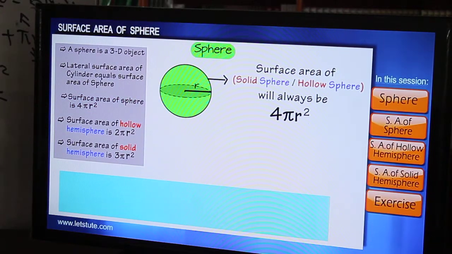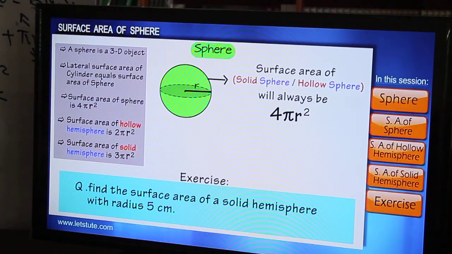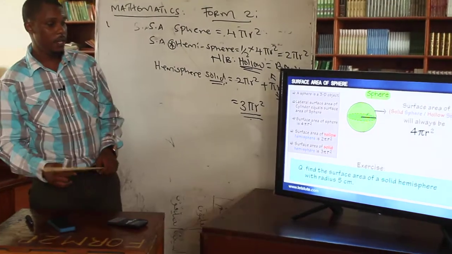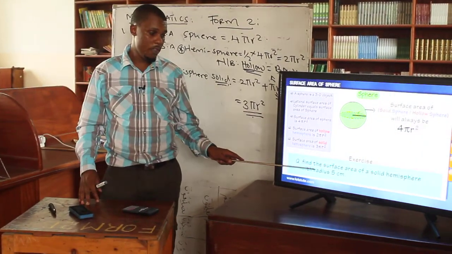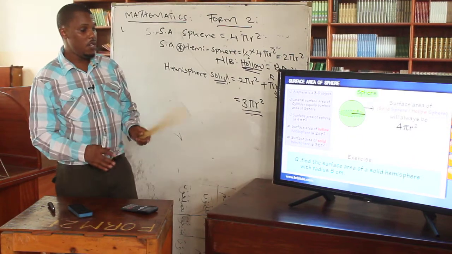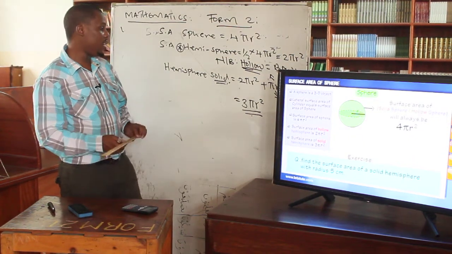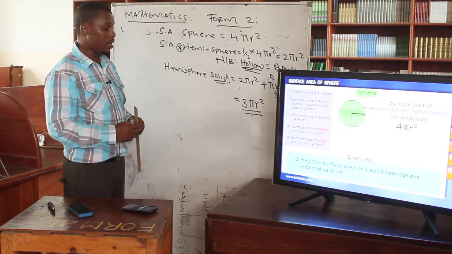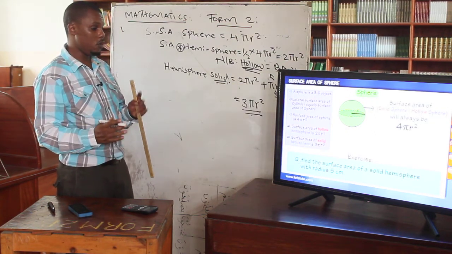So let's take an exercise on hemisphere. Find the surface area of a solid hemisphere with radius 5 centimeters. So in this case, you can see what you are being told here. The mention of the word solid brings us to this concept here. In this case, it will depend; the answer is going to be valid with what you are finding.